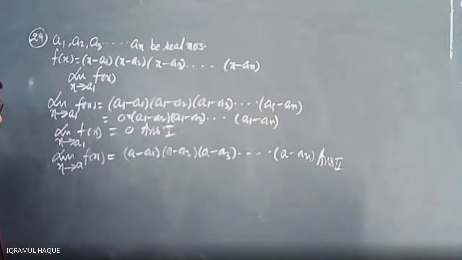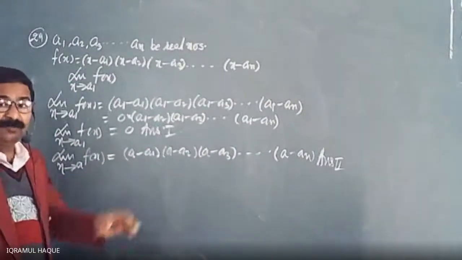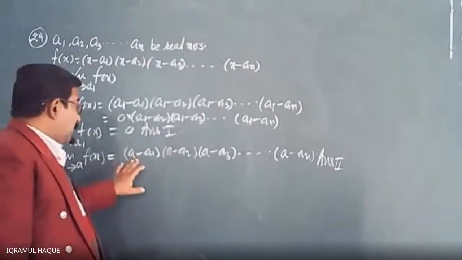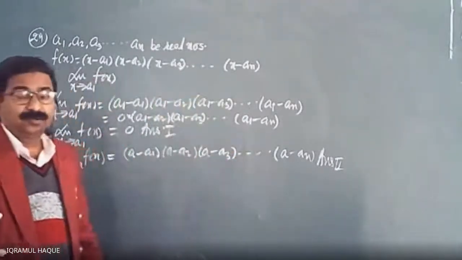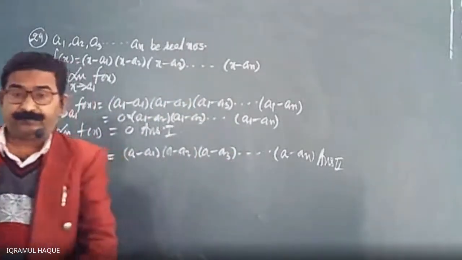The second thing we have to compute is the limit as x tends to a of f(x), which means in place of x we have to put a. So a minus a1, a minus a2, a minus a3 and so on. So this was the second answer.